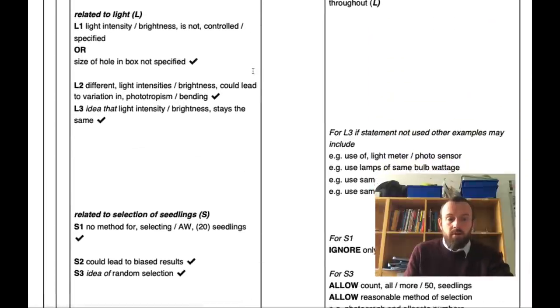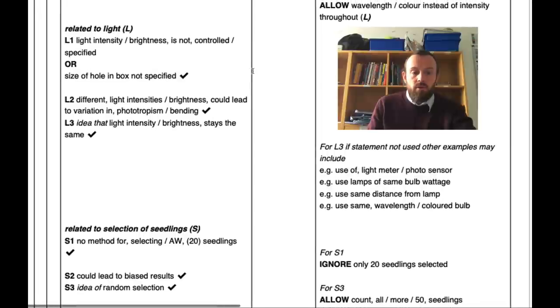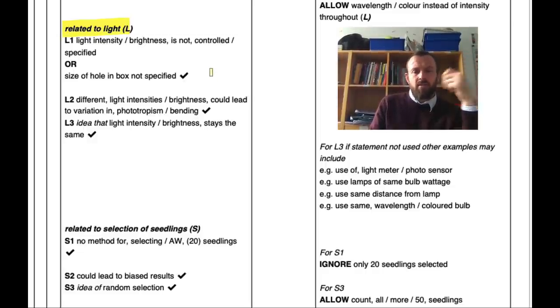The way the mark scheme is arranged is, first of all, let's look at each one in turn. This one is all about light. I forgot to mention this is obvious. Light intensity, brightness is not controlled. The size of the hole in the box is not specified. How do we know that the holes in three different cups or boxes aren't the same size? If one was bigger and one was smaller, that would not be fair.